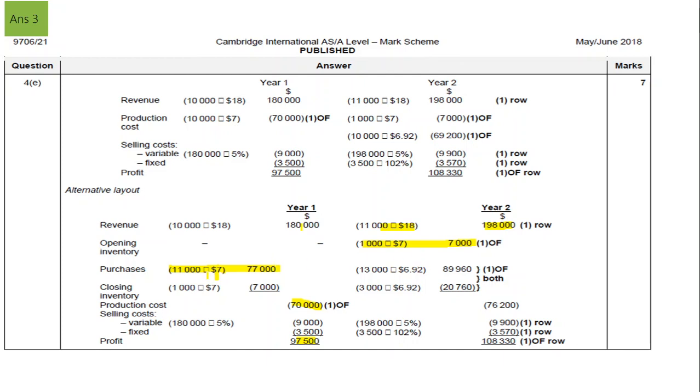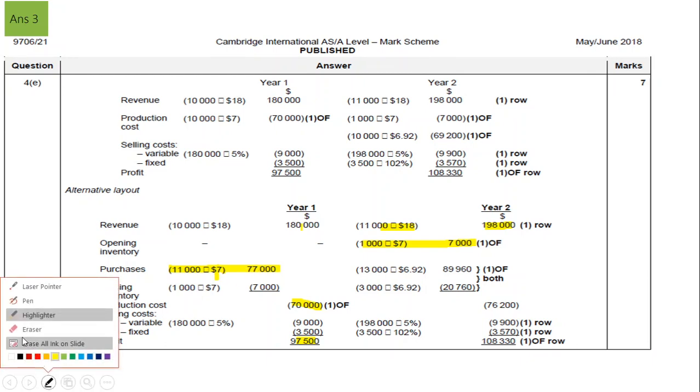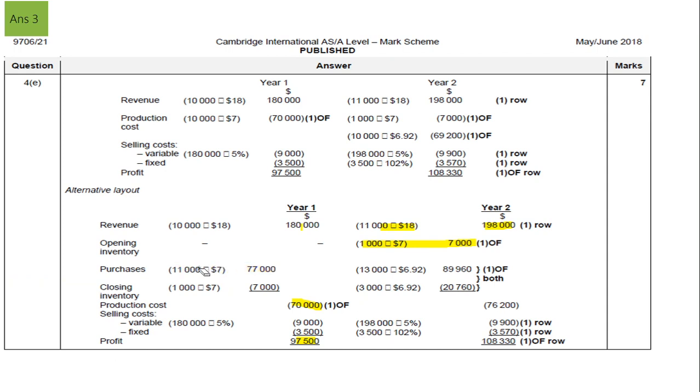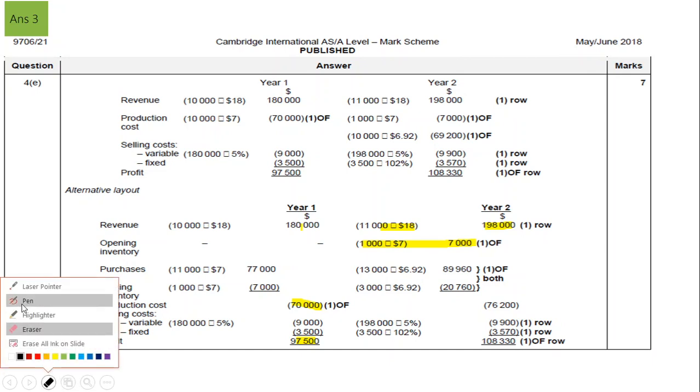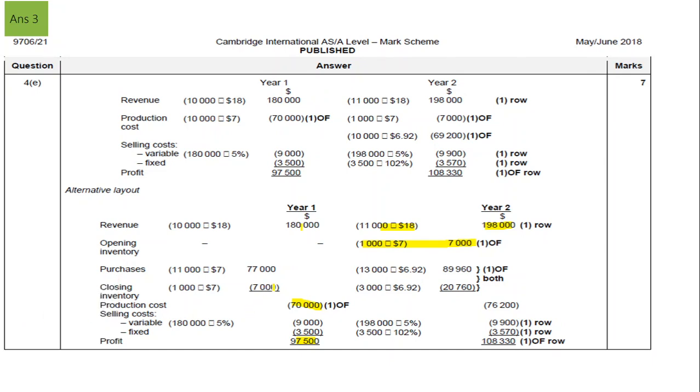Clear? So whatever, oh I'm sorry, it wasn't this. I'm going to rub this. It wasn't this. So whatever closing stock you have in first year, that becomes the opening stock here. Then I mistakenly highlighted this, so it's fine now.